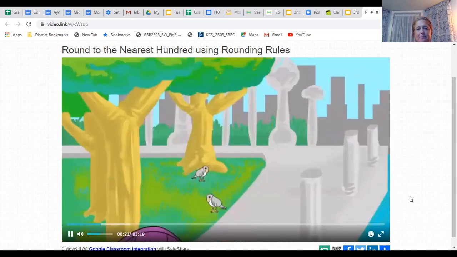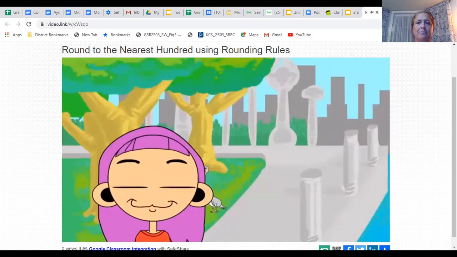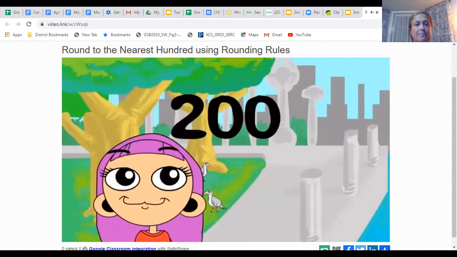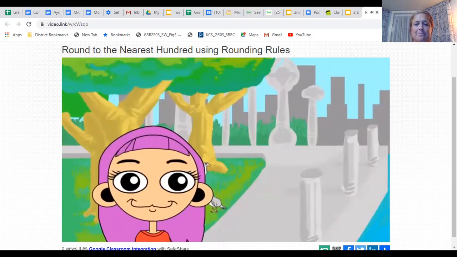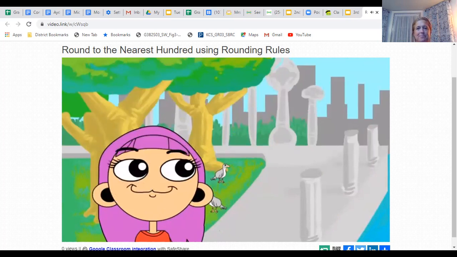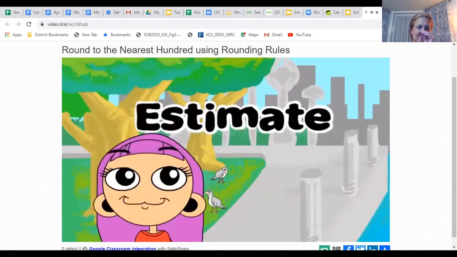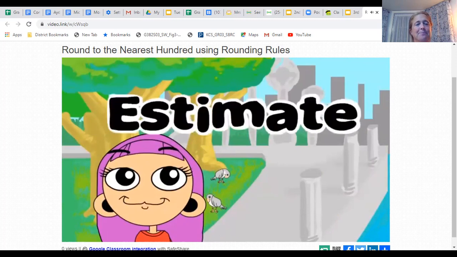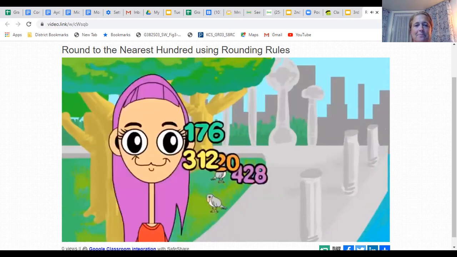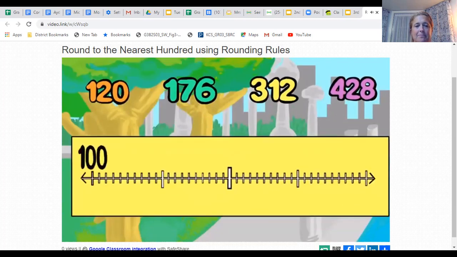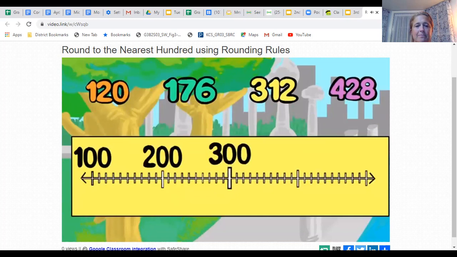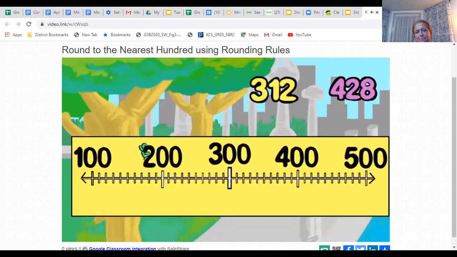We use rounding when we want to estimate. Rounding gives us numbers that are easy to use, like 100, 200, 300, and so on. Rounding numbers help you solve everyday problems where you don't need an exact answer. That's called an estimate. Rounding might look hard, but hey, guess what? If you know how to put numbers in order and can skip count by hundreds, you can learn to round any number to the nearest 100 with ease.